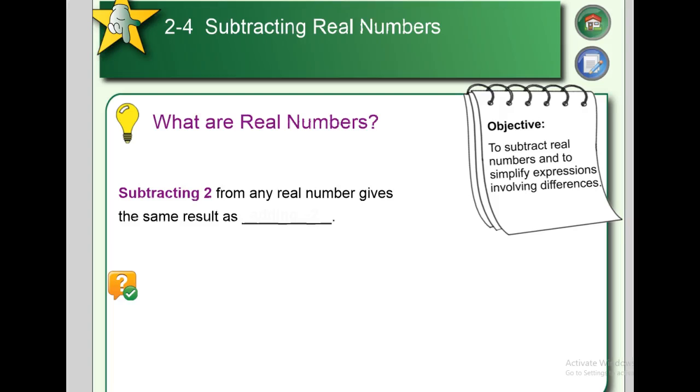All right, class, we're going to continue learning how to use our integer rules for integer operations. So today, we're going to look at the idea of subtracting real numbers. Now, we need to remind ourselves, what are real numbers? Again, if you look up above my board, Mrs. Burton's got a visual for all the sets of numbers.